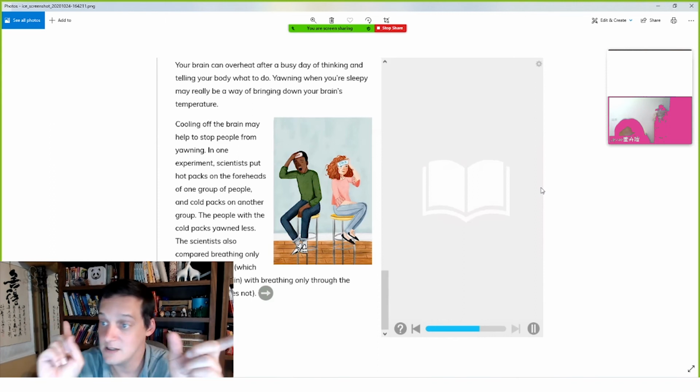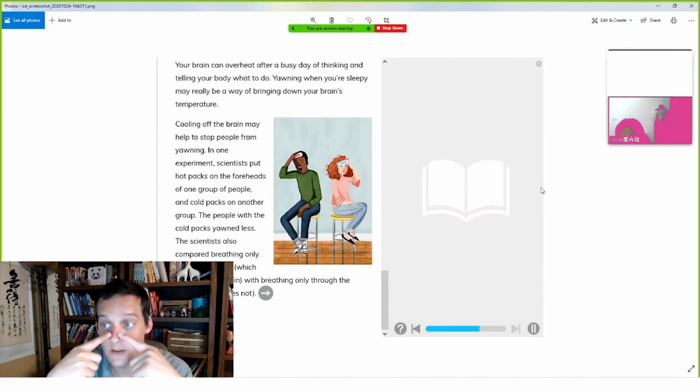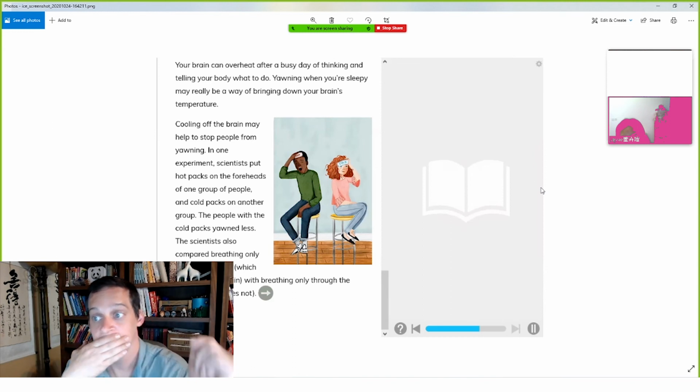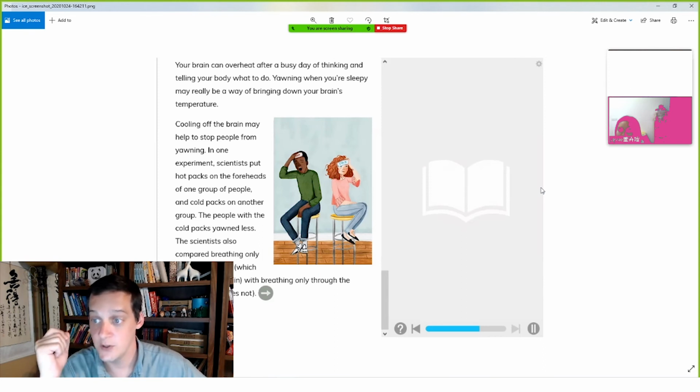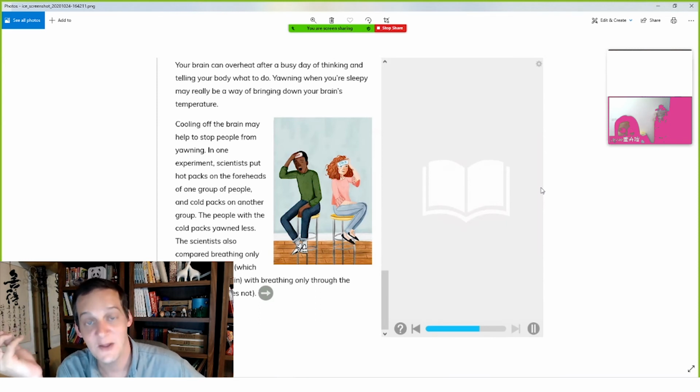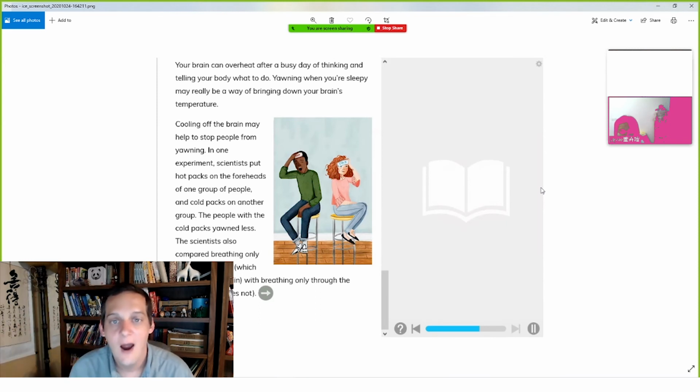They also did another test with nose breathers. So you close your mouth and you only breathe through your nose. And then they had what we call mouth breathers. Mouth breathers are those people who are always breathing through their mouth all the time.